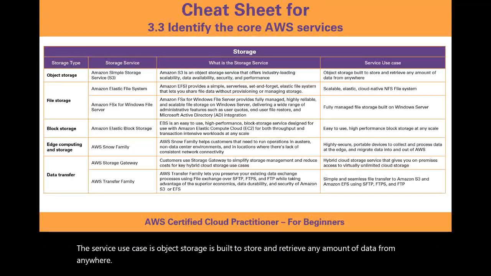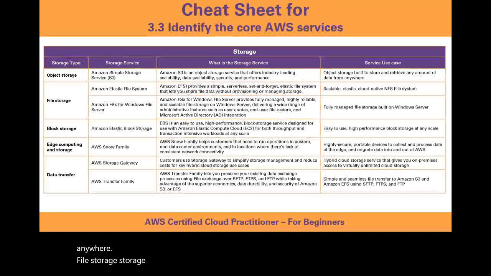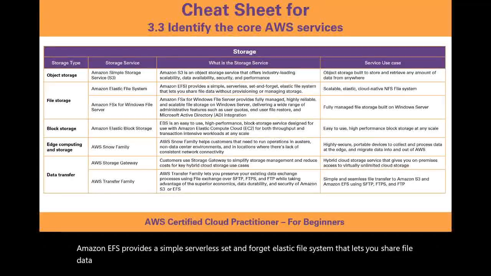File storage type. There are 2 storage services for file storage. First is Amazon Elastic File System, also known as EFS. Amazon EFS provides a simple, serverless, set and forget elastic file system that lets you share file data without provisioning or managing storage. The use case is a scalable, elastic, cloud native, network file system.